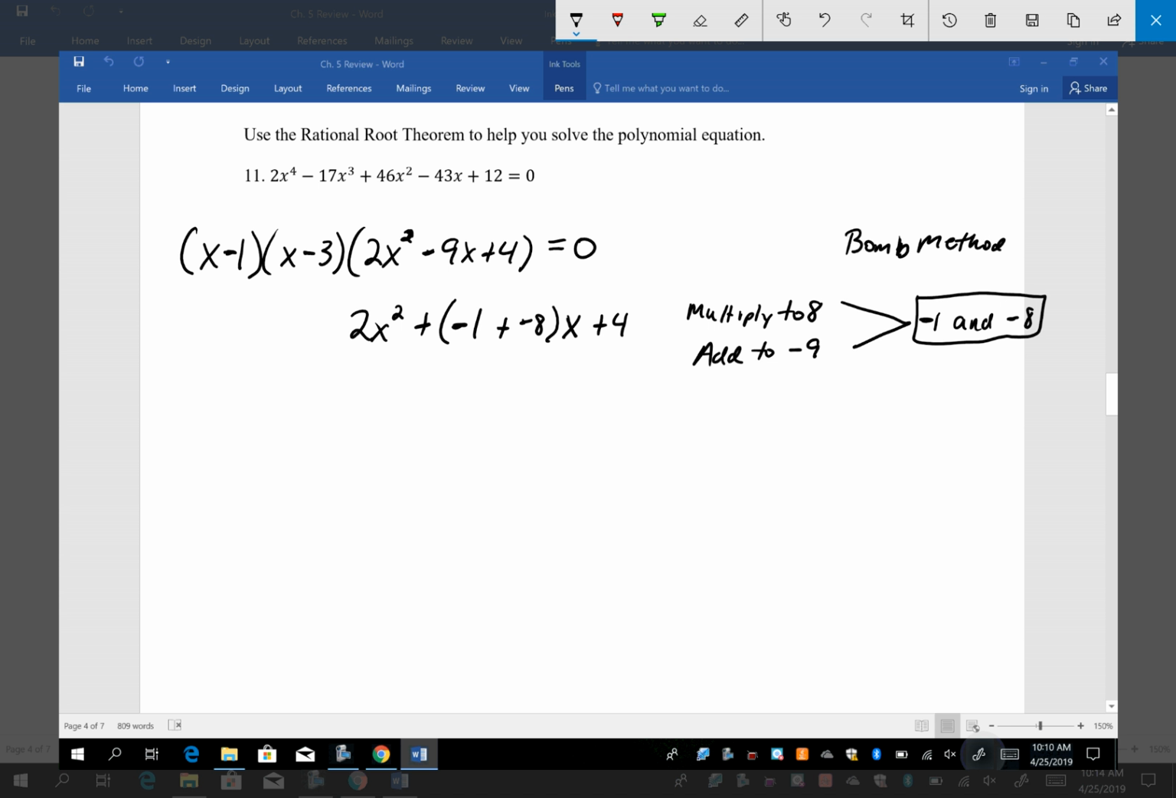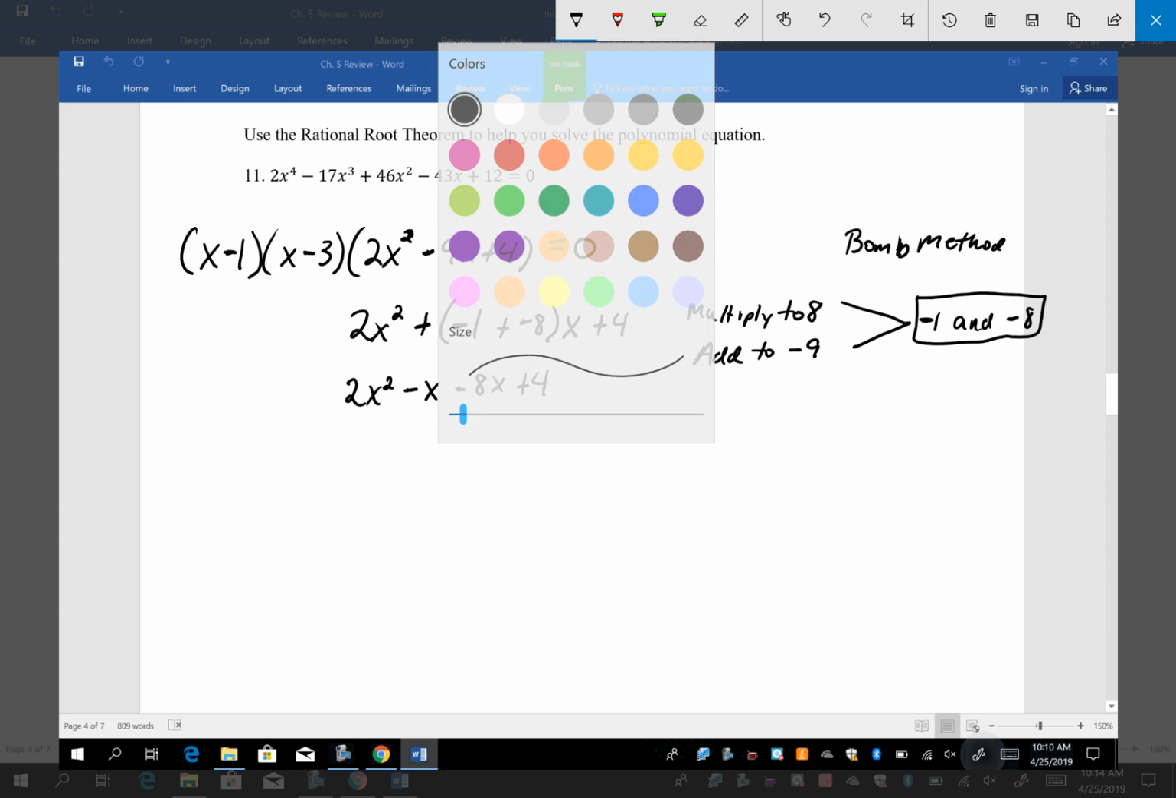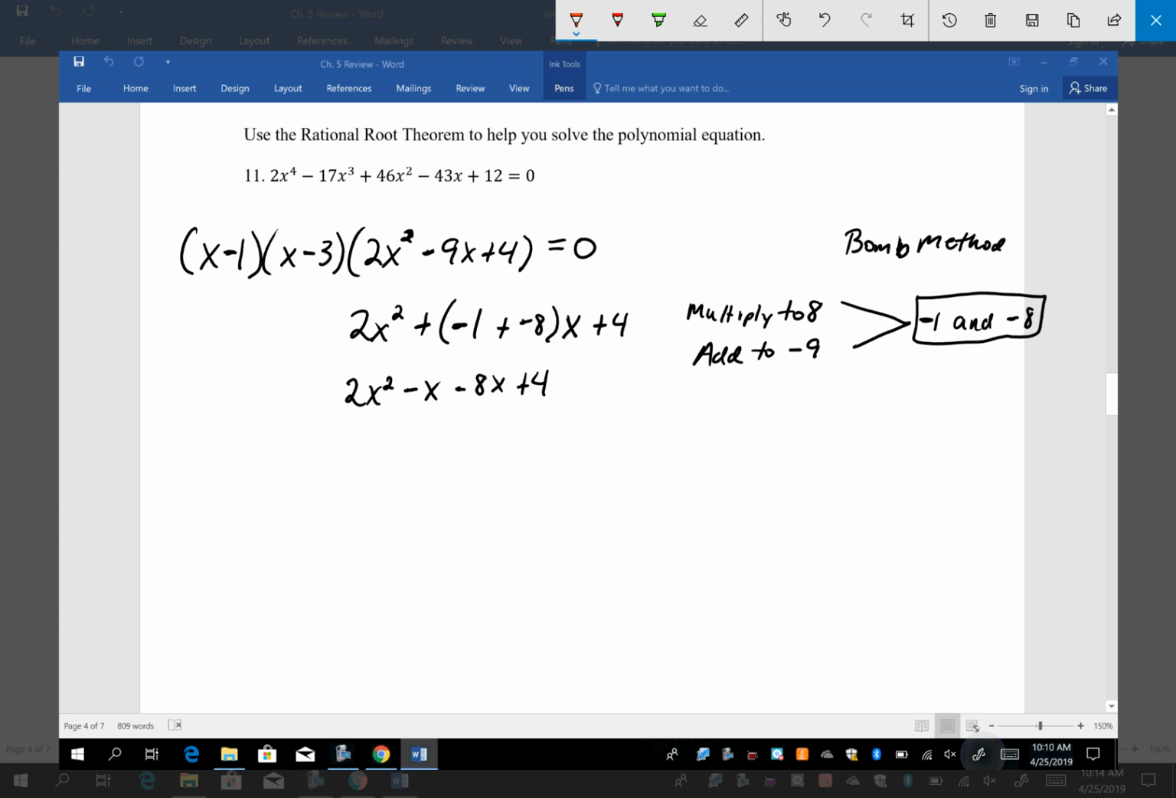Now let's distribute that x. What is negative 1 times x? Negative x. Very good. What is negative 8 times x? Negative 8x. Great. Now I want you to take your pen or pencil, and we're going to make this into a factor by grouping problem.